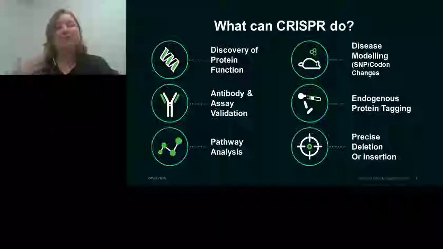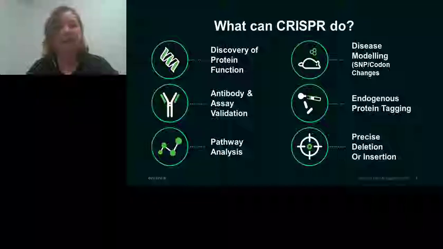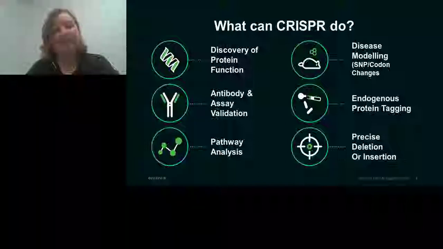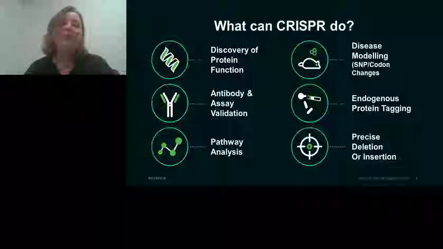So CRISPR is obviously a very powerful technique. Using non-homologous end joining or just making knockouts, we're able to do a lot of different things, such as study the protein function using a knockout to do a loss of function experiment. We can use knockout cell lines to validate your antibody or your assay to ensure that they're binding or functioning correctly. And then we can also use it for pathway analysis to identify which parts of a pathway is integral to the function that you're looking at.